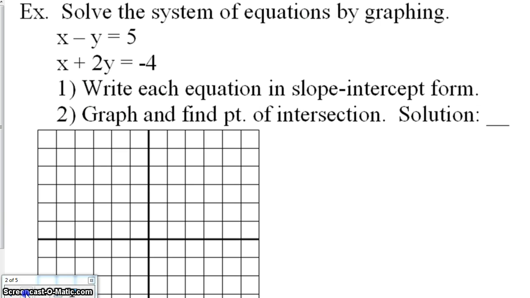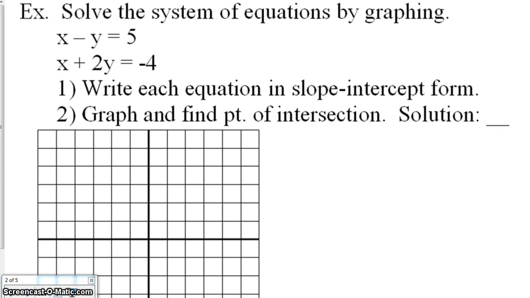For example, we're going to solve the system of equations by graphing. Here's our system. First thing we need to do is write each equation in slope-intercept form. After that, we're going to graph the two lines and find the point of intersection. We're going to solve the system of equations by graphing. Our two equations consist of x minus y equals 5, x plus 2y equals negative 4.